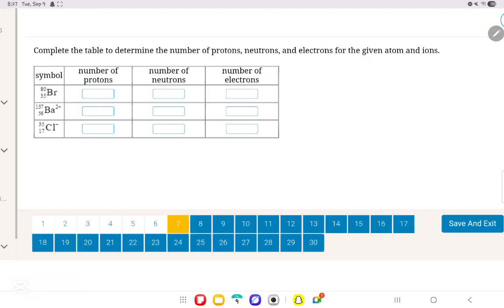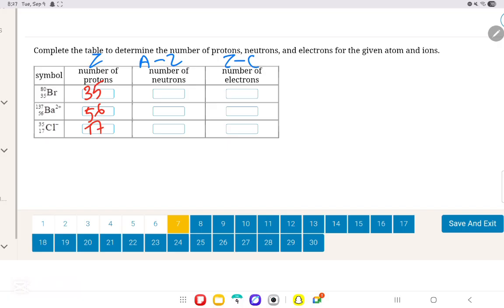Let's move on to question number 7. What does it say? Complete the table to determine the number of protons, neutrons, and electrons. First of all, number of protons is the atomic number, Z. Number of neutrons is A minus Z, which is mass number minus atomic number. And number of electrons is Z minus the charge. So over here, it's going to be 35, right? Let's fill them, first of all, column by column. So it's going to be 35 protons, 56 protons, and 17 protons.